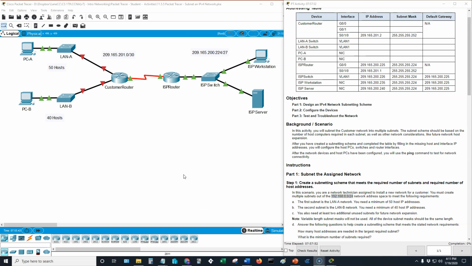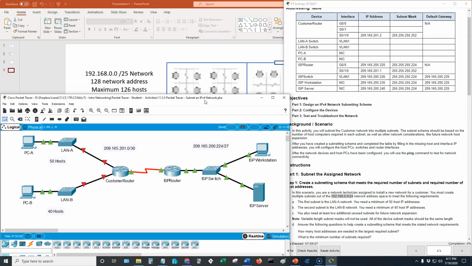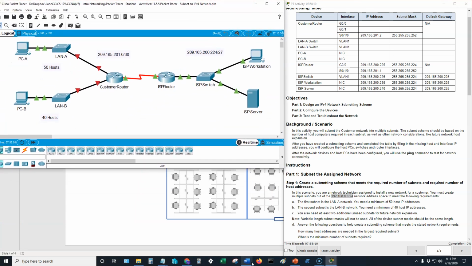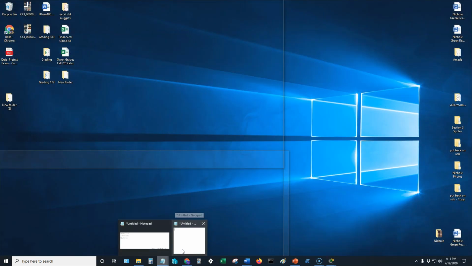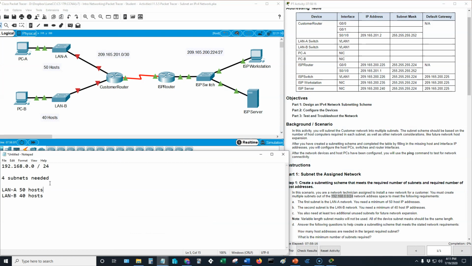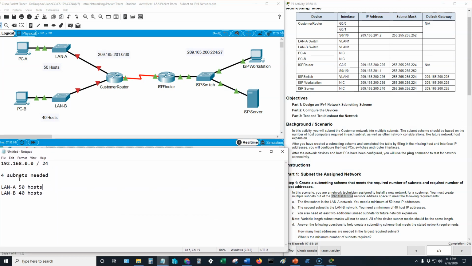So now let's go ahead and try to figure out how we want to break up these two LANs. Let me take this packet tracer here, and I'm going to bring a notepad in along with this. So here are our requirements. This is our network space that we have. It says we need a total of 4 subnets. Of our 4 subnets, we have 50 hosts in one and 40 hosts in another.